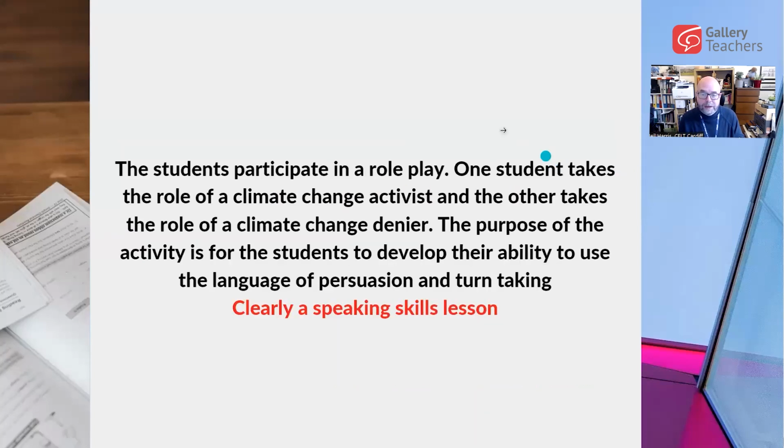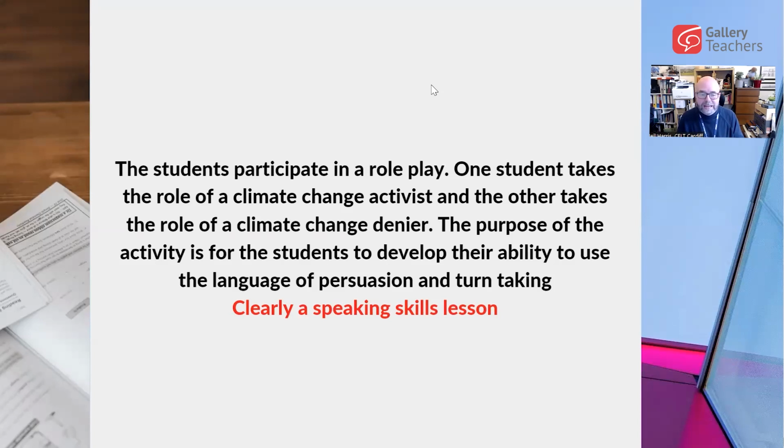So in this situation, the students participate in a role play. One student takes the role of a climate change activist, and the other one is a climate change denier. They don't think that climate change is a big issue. And if you're interested in this topic, please look back in the Gallery Teachers catalogue to a previous excellent Gallery Teachers Masterclass on the topic of climate change education from Harry Waters. And this is the kind of topic that, having worked with Harry, I know that he uses in his classes.